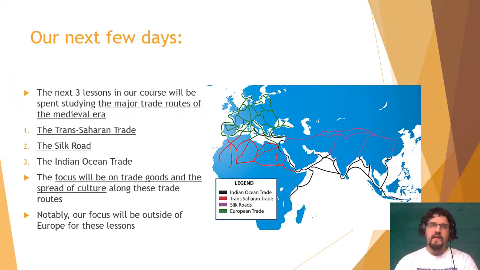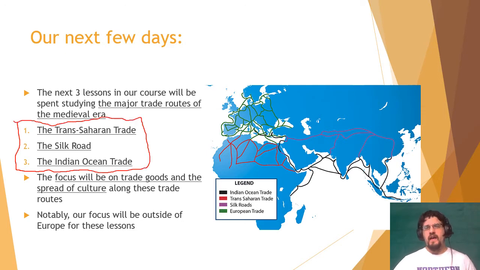All right, we're going to be looking at the major trade routes of the medieval era, and here they are. You need to know these both for my comprehension questions today, as well as the test that's coming up on these, as well as the medieval era. Our focus is going to be on trade goods, on the spread of culture along these three trade routes, which are the trans-Saharan trade, the Silk Road trade route, and the Indian Ocean. Those are going to be our big three.